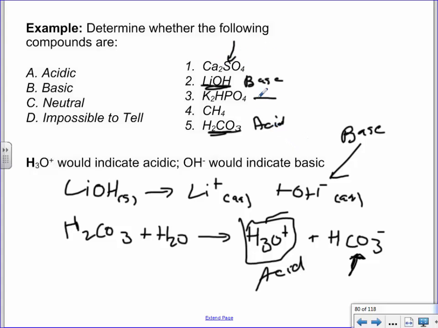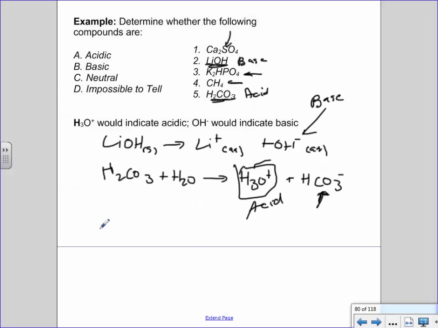I'll spoil it here. One of them is neutral, but the other two are either an acid or a base. Based on what you've learned so far, I don't think you'd know, right? So let me show you how, using Arrhenius' rules, we can actually make a prediction. Let's use Ca2SO4.